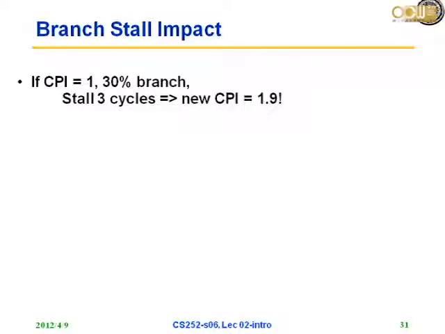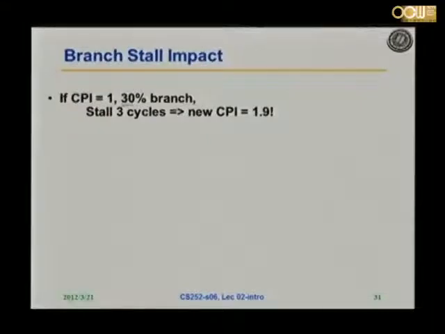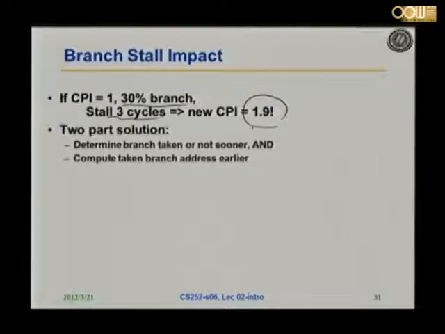Okay, branch style impact. Now, if 30% of the instructions are branches, in fact, between 20 and 30%. And every time we encounter a branch, we need to encounter a taken branch. We need to stop for 3 cycles. So the new cycles per instruction will become 1.9. It's similar to my calculation here. Okay. So 2-part solution. Determine branch taken or not sooner and compute target address earlier. Both will have to be done before you can proceed.